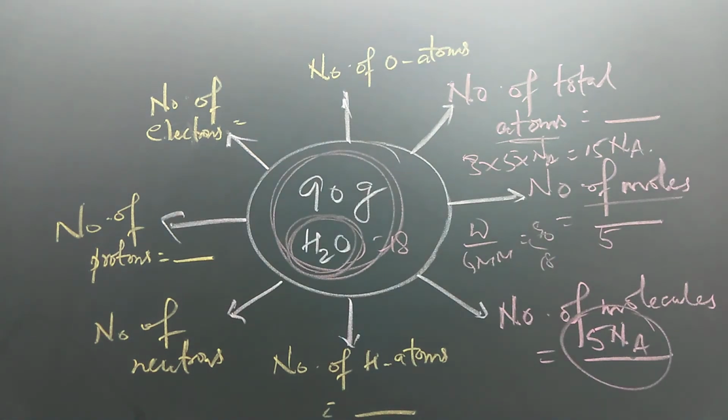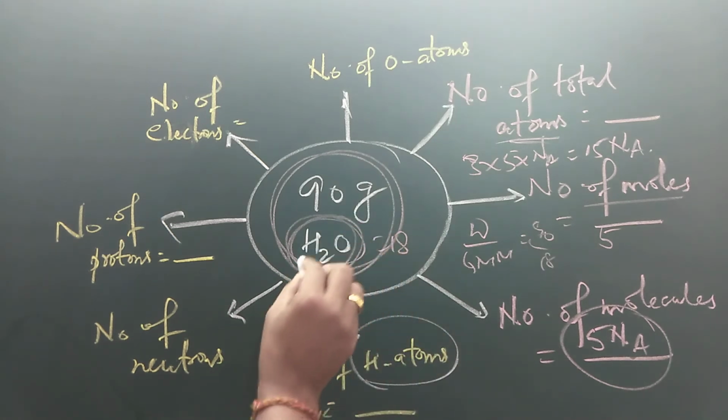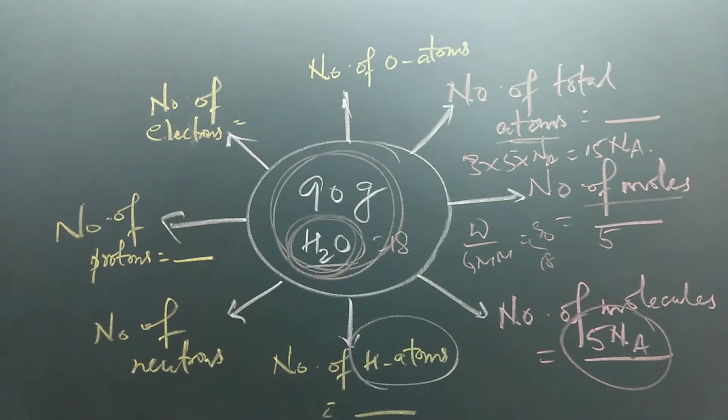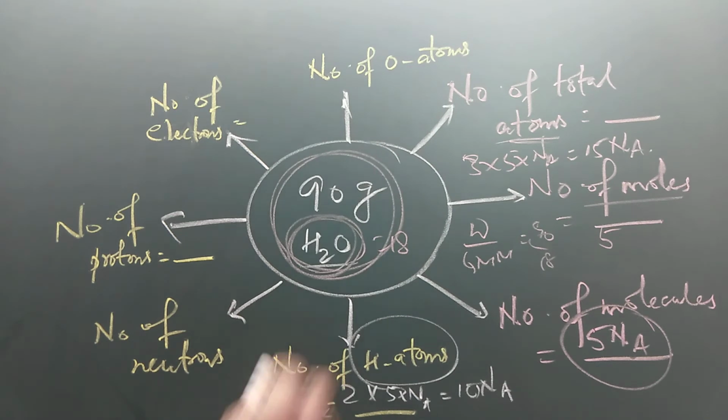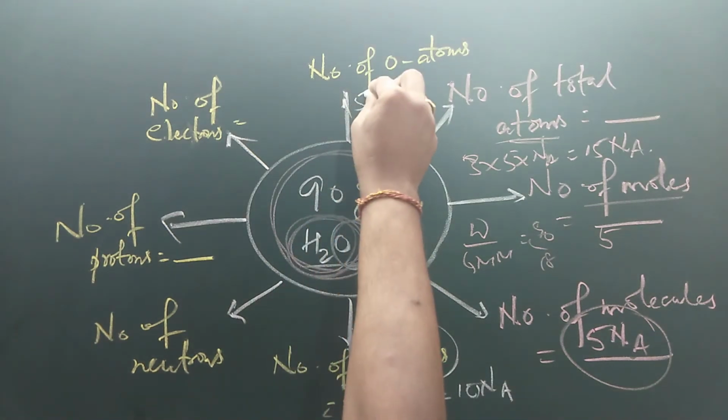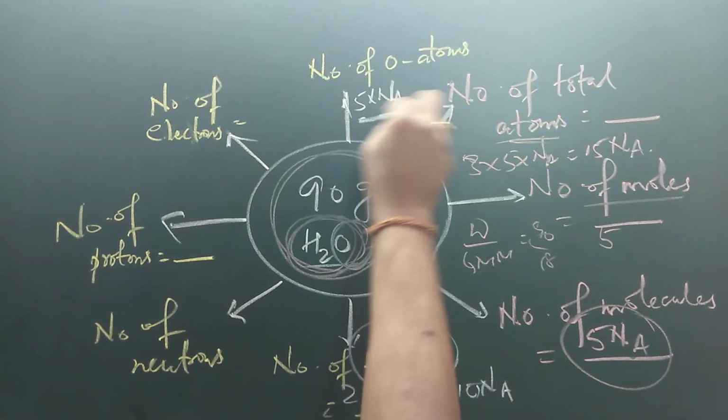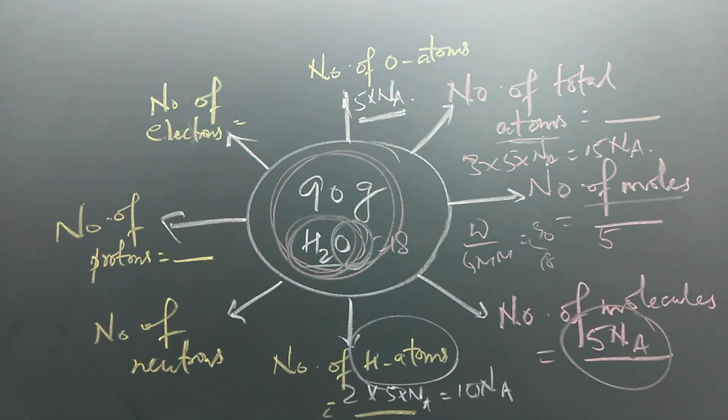Now the number of hydrogen atoms. 1 mole of water contains 2 moles of hydrogen atoms, that means 2 into 5 into Na, that means 10 Na will be the total number of hydrogen atoms. 1 mole of water contains 1 mole of oxygen atom, so it will be 5 Na, that is the number of oxygen atoms present.